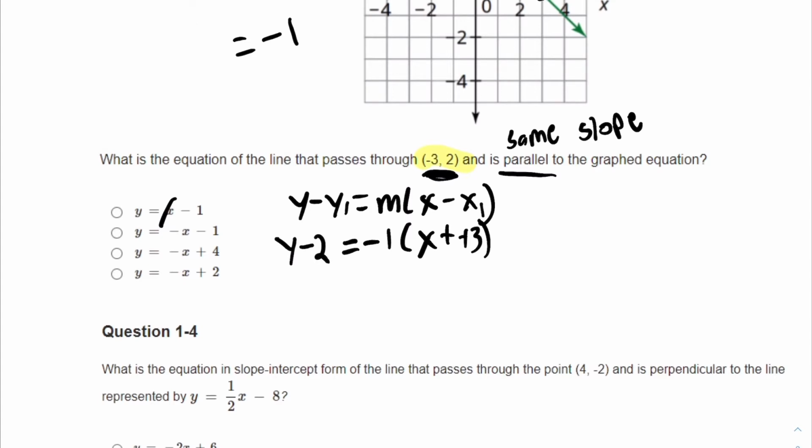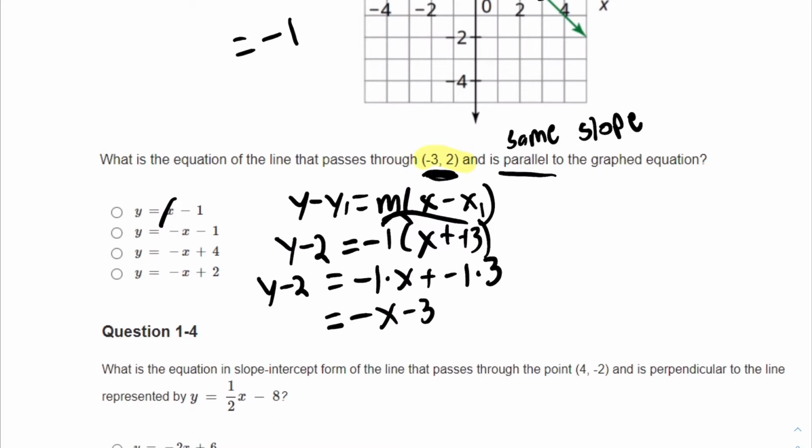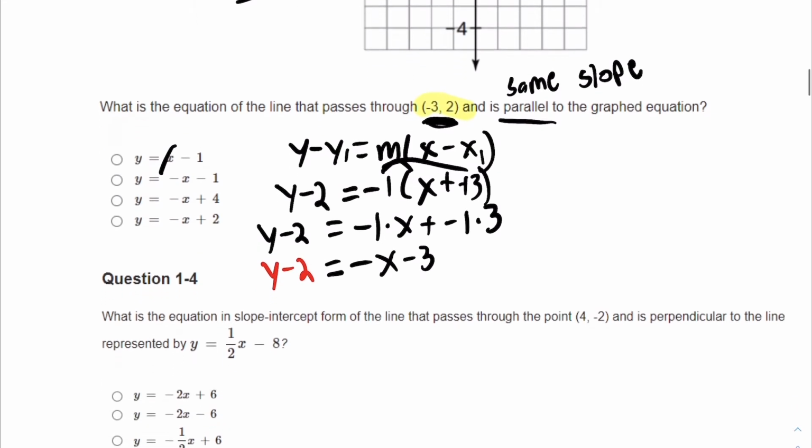In our answer choices, since none of them have parentheses, we need to distribute by multiplying -1 times x plus -1 times 3 equals y minus 2. -1 times x just makes a -x, and -1 times 3 makes a -3. And we still have the y minus 2 on the left.